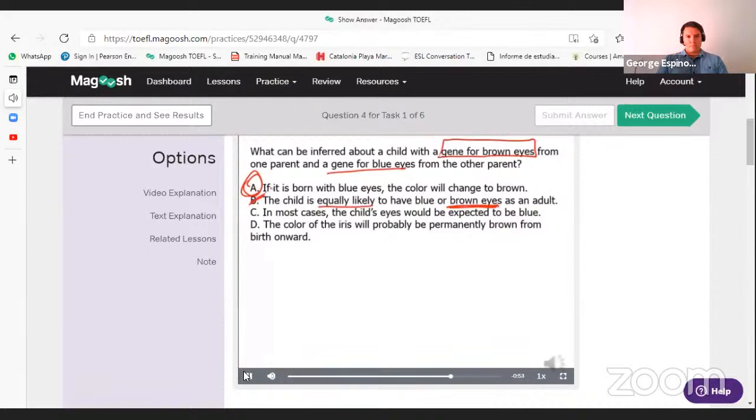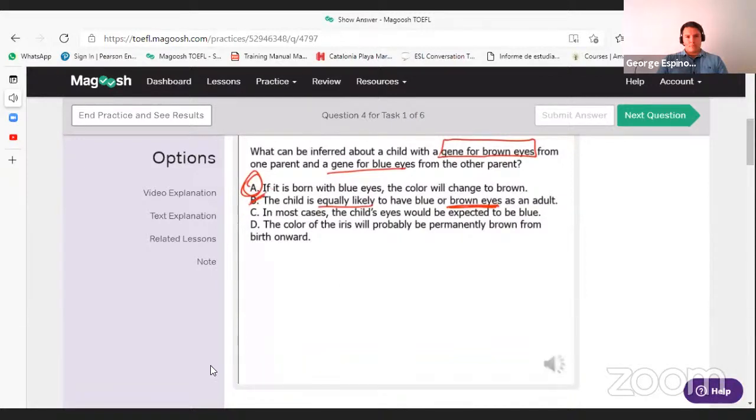C, in most cases, the child's eyes would be expected to be blue. This is the opposite of the truth. In most cases, it would be brown.